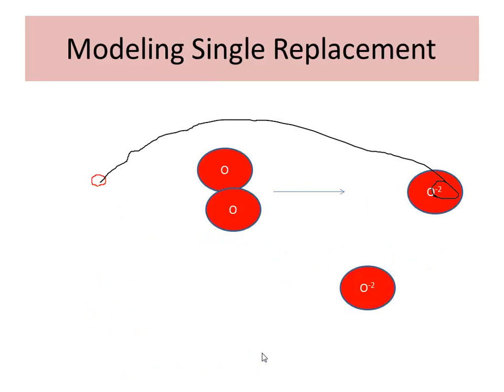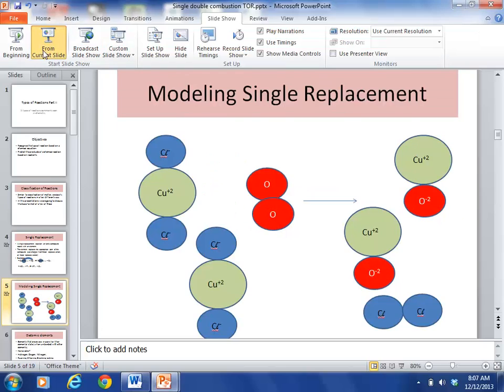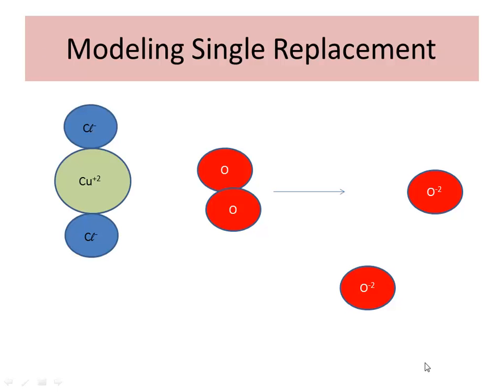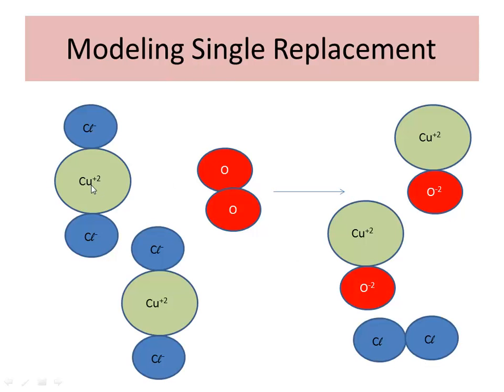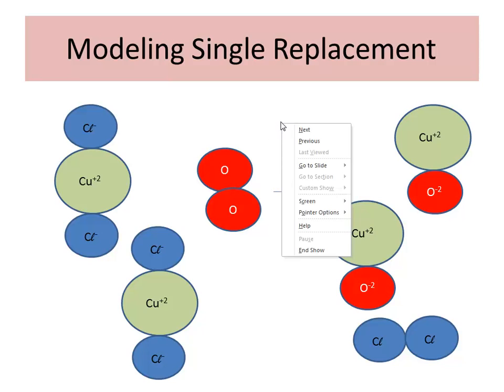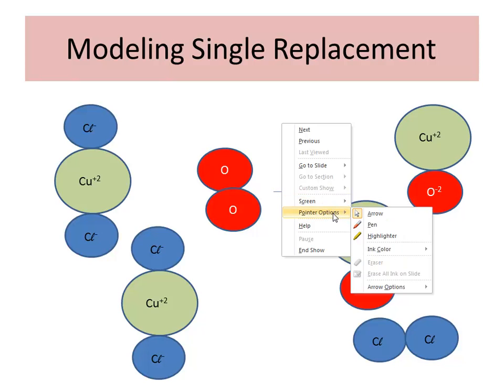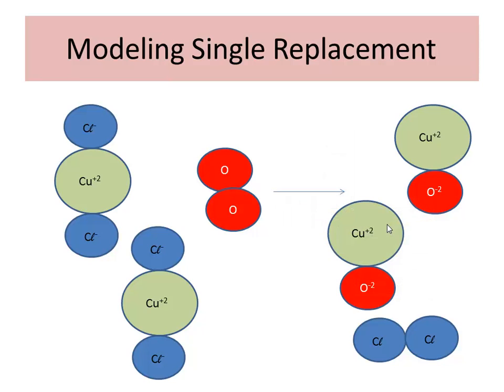So, single replacement. Here's modeling a single replacement reaction. Here we have copper 2 chloride, which is CuCl2. Copper's the positive, chloride's the negative, reacting with oxygen. This is oxygen O2, like gaseous oxygen. This is Cu and that's Cl. Cl minus.